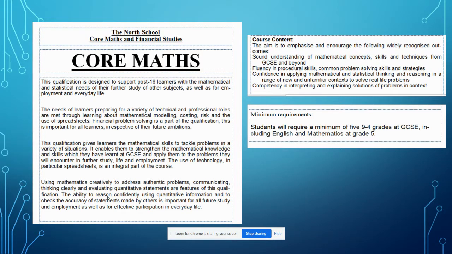So what are the entry requirements? In order to study this course, you will need to achieve a minimum of a grade 5 in maths and English. So it's also important to bear that in mind.